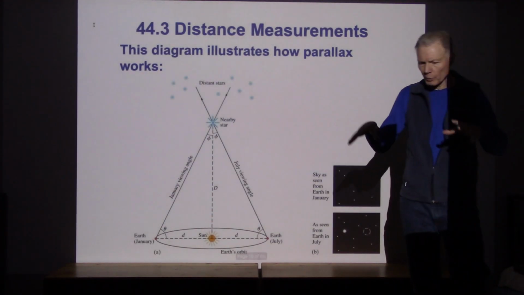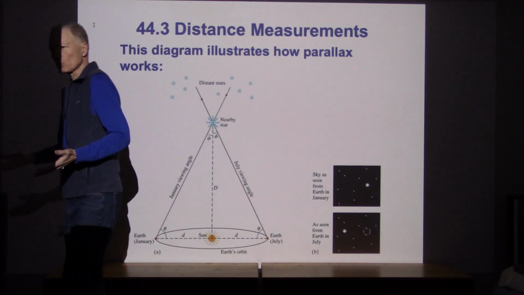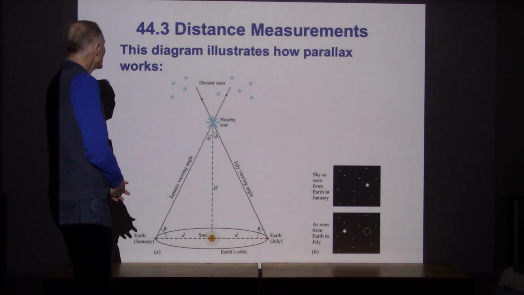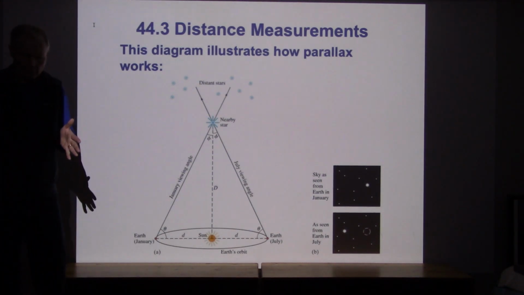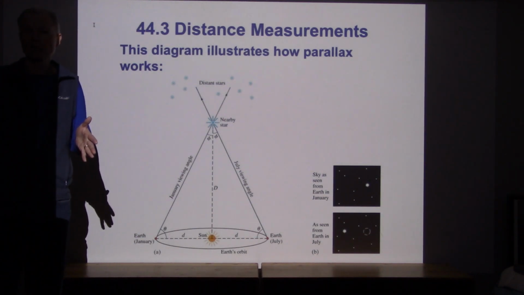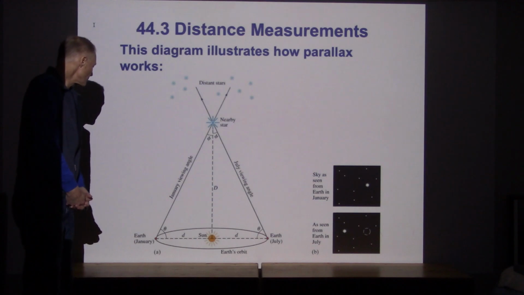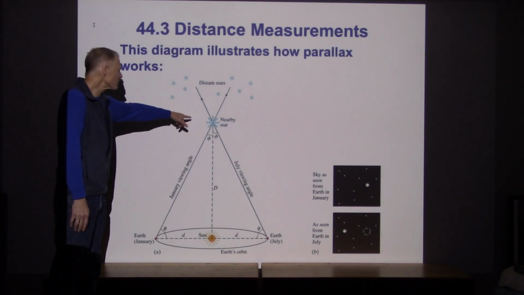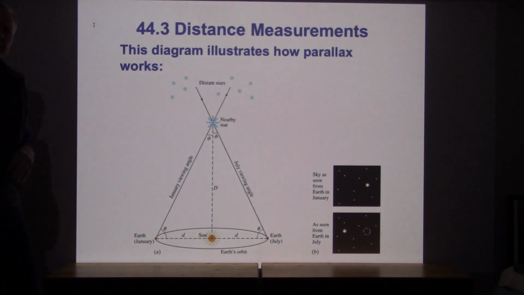So let's get started with distance measurements. How do we know what these distances are really like? How do we know these things are billions of light years away? And we're going to start with some nearby measurements. So there's a series of different techniques we use to determine distances in space. And the one that we start with close by, for nearby stars, is a parallax effect.